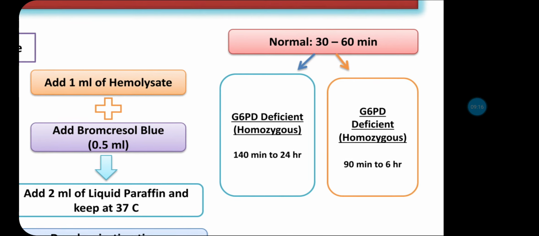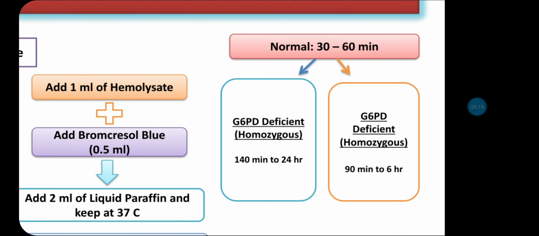The normal decolorization time, as we have discussed, is around 30 to 60 minutes in healthy individuals. Those who are deficient in G6PD, the deficiency may be homozygous or heterozygous. In the homozygous, both the alleles are defective, the maternal allele as well as the paternal allele, so it will take more time to decolorize. The decolorization may take 140 minutes to 24 hours or even more. In case of heterozygous G6PD deficient persons, they will have a longer duration, that is 90 minutes to 6 hours. So this is how we can differentiate between the homozygous and heterozygous.